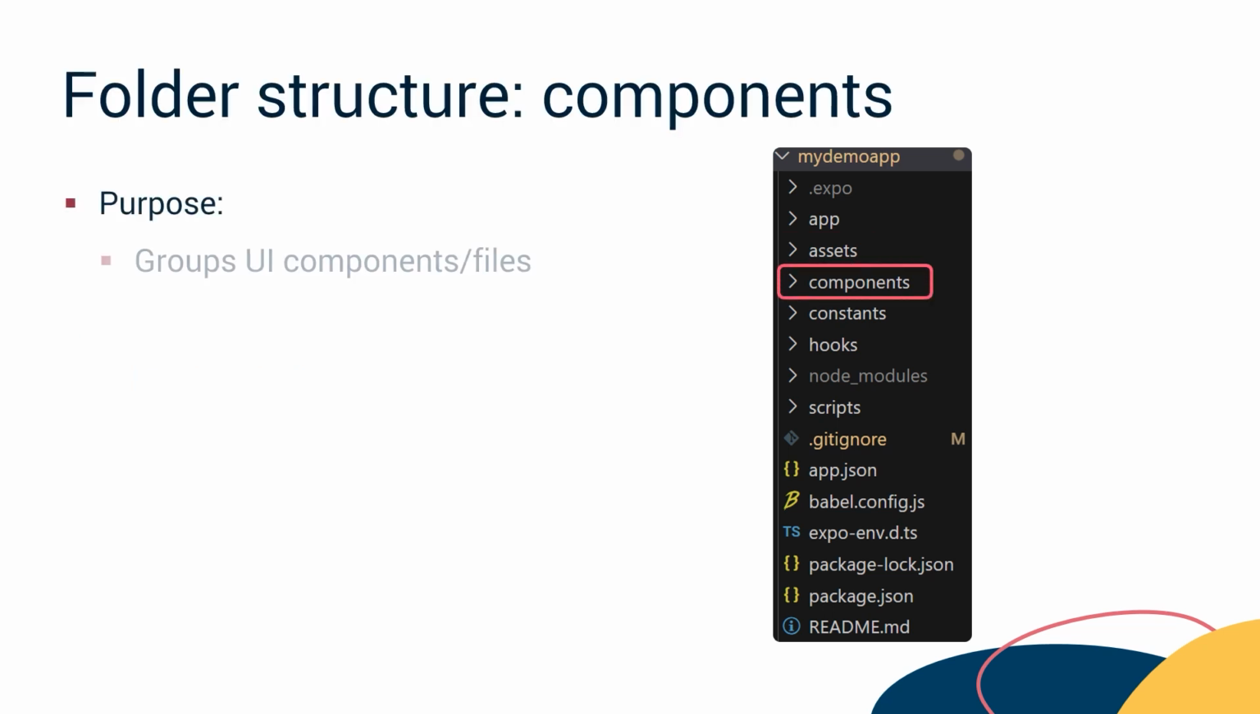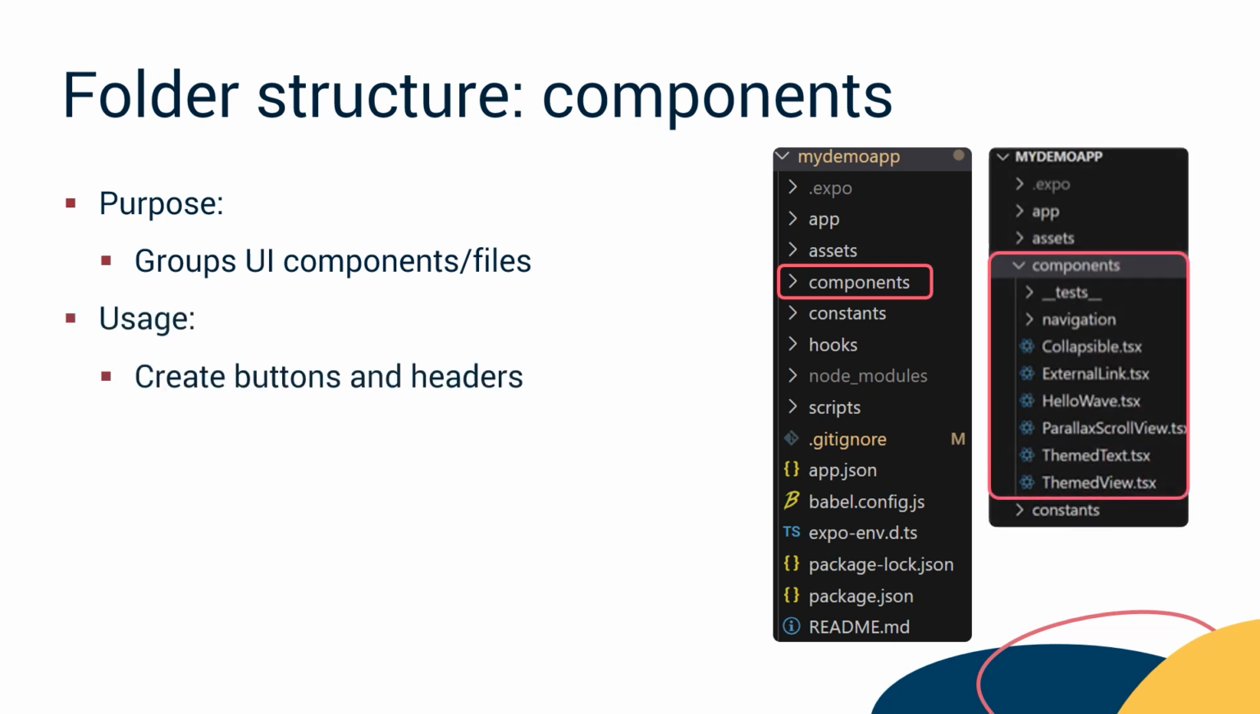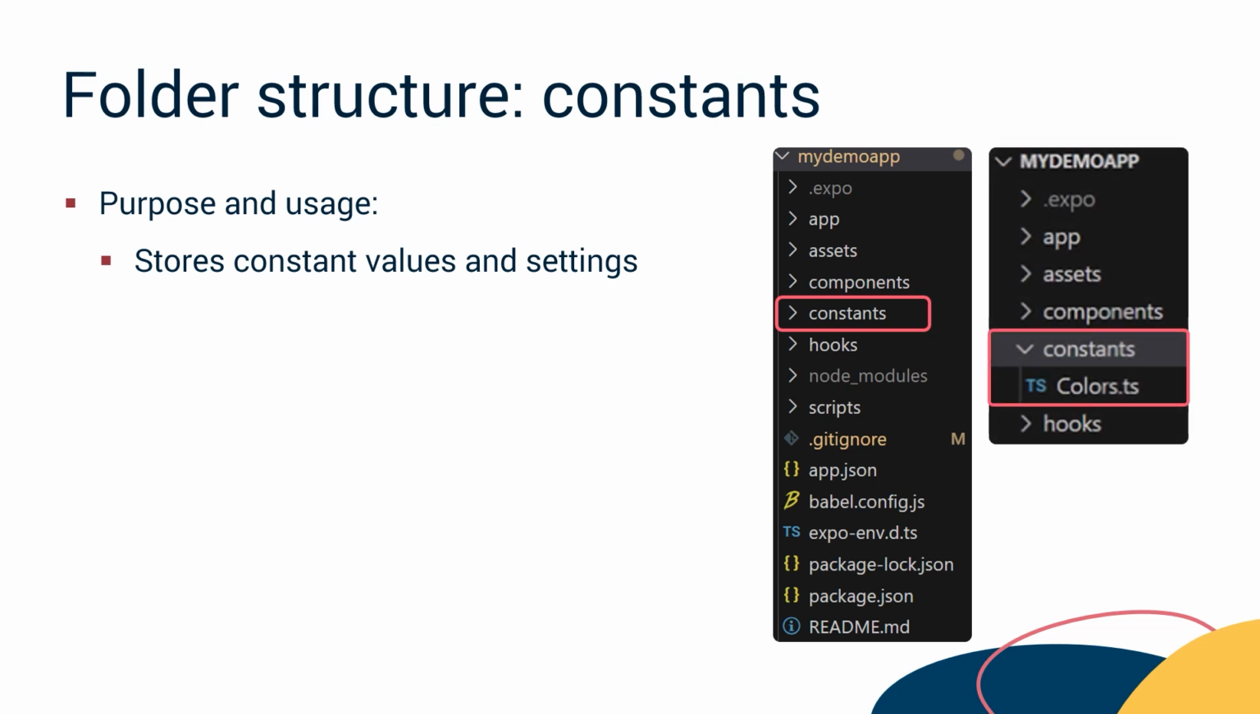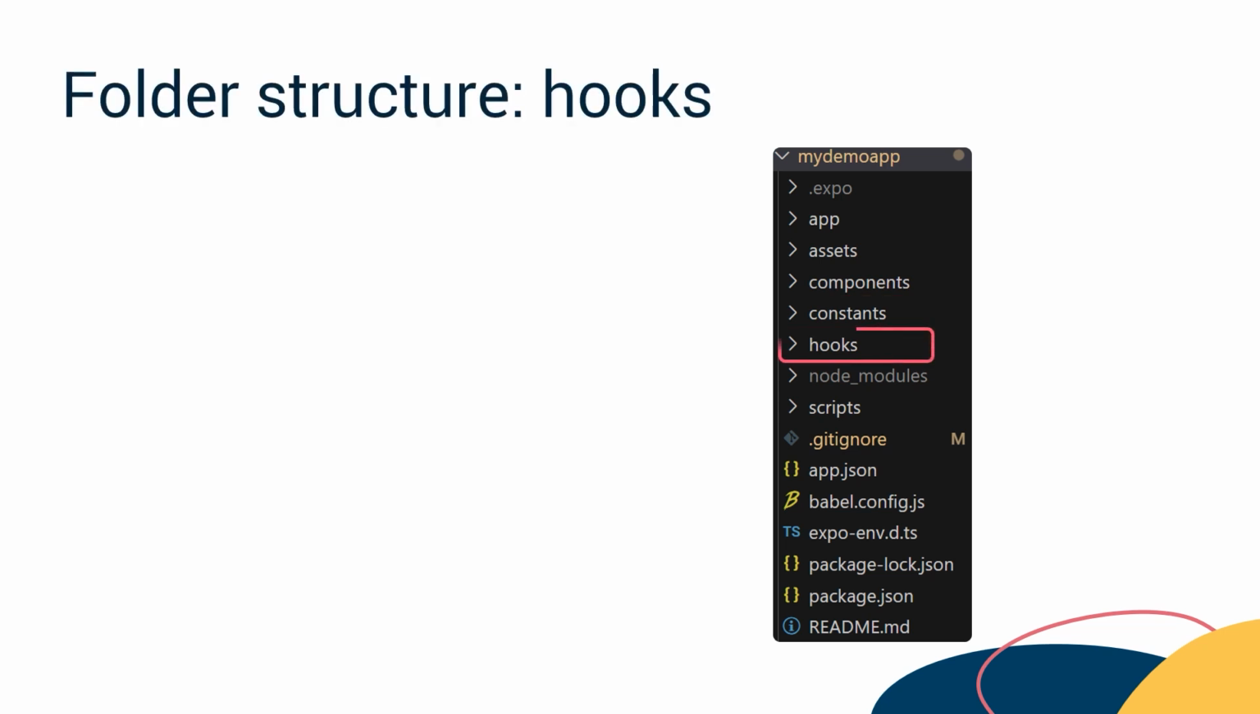The Components folder groups UI components or files to reuse in parts of the application. This allows you to make buttons, headers, forms, and other items and move them to your app. This also improves the reusability of the code. The Constants folder stores constant values and configuration settings for your application. You can use this folder to store files for API calls, colors, typography settings, and other constants applied in your application. Next is the Hooks folder.